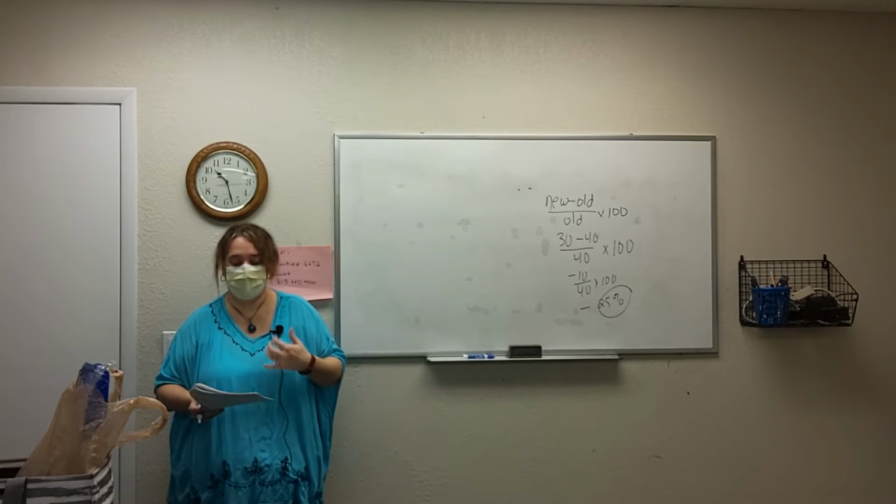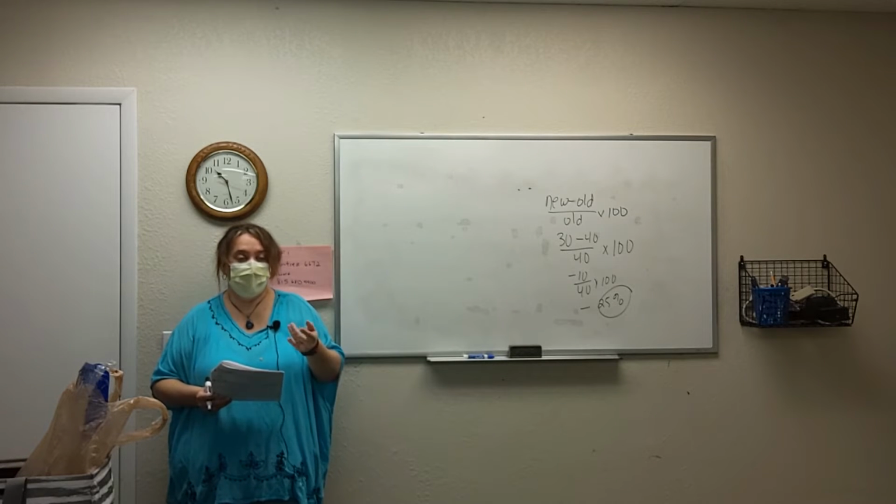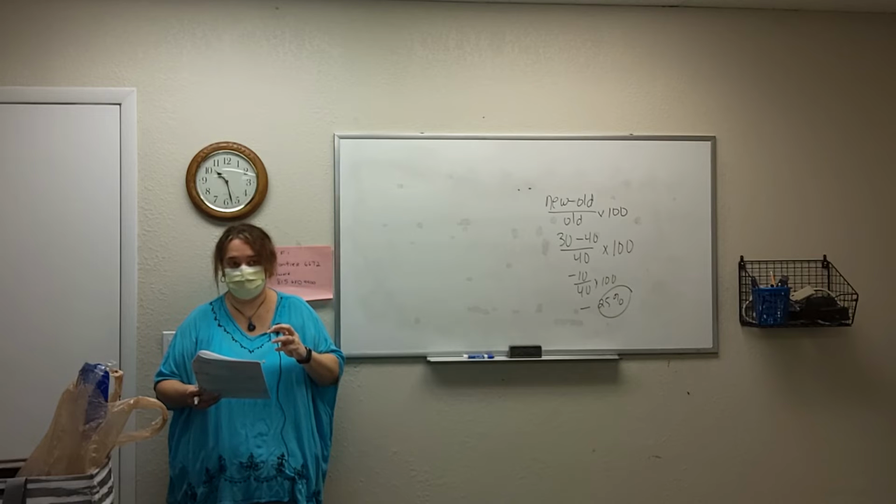Mode. Your mode is the one that occurs the most often. It's pretty much the easiest one to find. We're going to add to that the word range. Your range is simply your highest value minus your lowest value. Easy to find. Okay. All right.